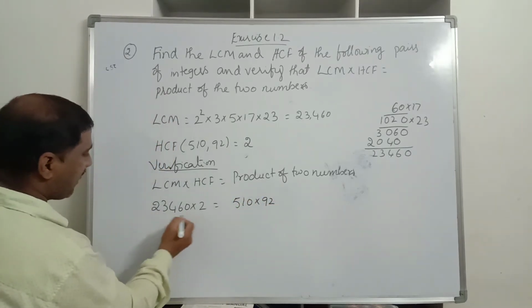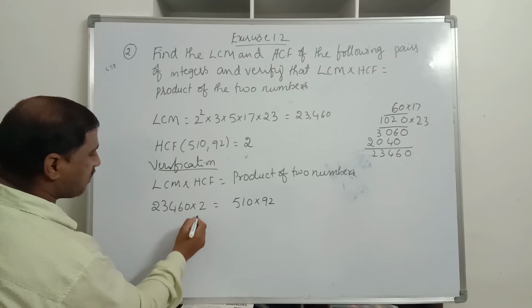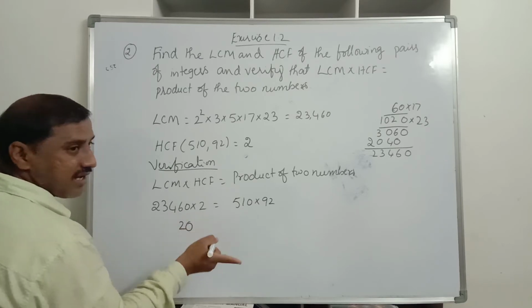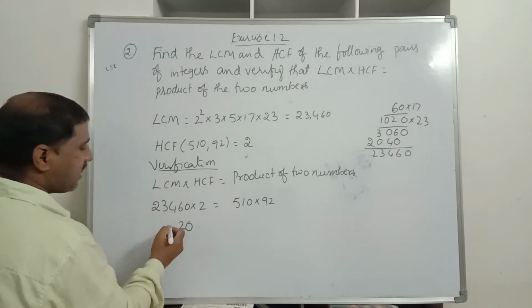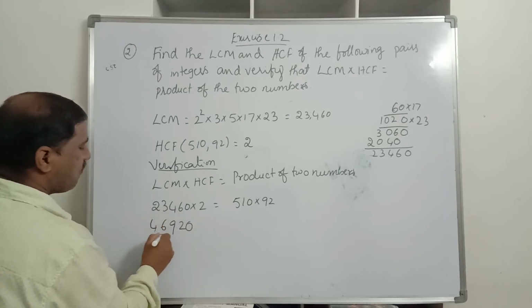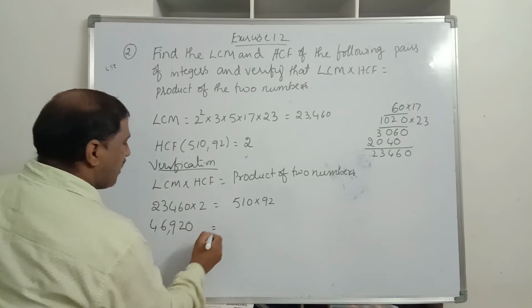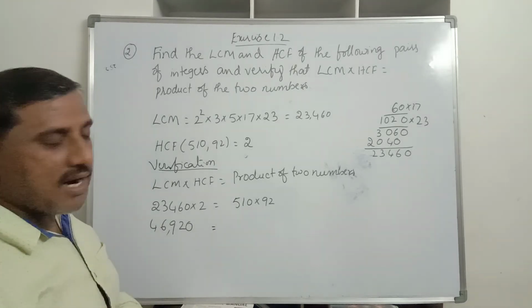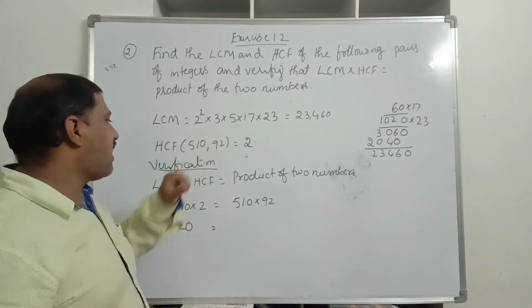So now here you can multiply with the 2. 2 zeros are 0, 2 6s are 12, 1 is there, 2 4s are 8, 8 plus 1 is 9, 2 3s are 6, 2 2s are 4. 46,920, we got the product of LCM and HCF of 510 and 92.